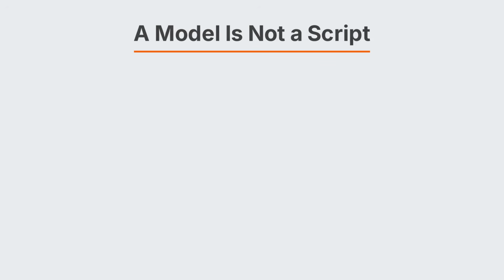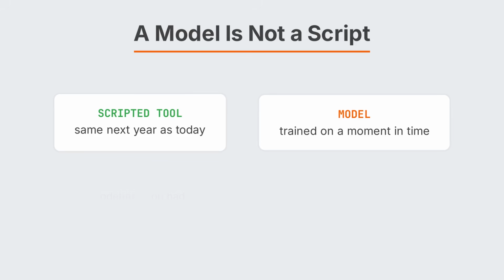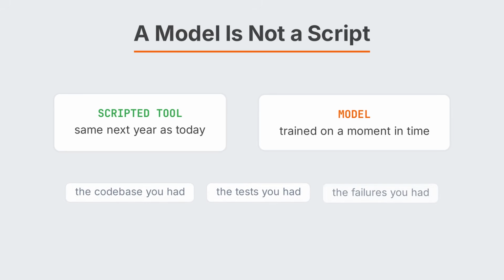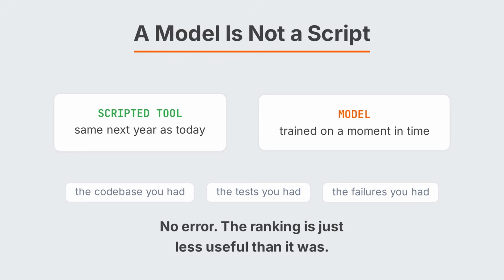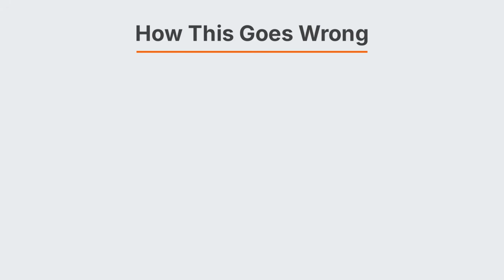This changes what you are responsible for. A scripted tool behaves the same next year as it does today. A model does not. It was trained on the codebase you had, the tests you had, the failures you had. Change any of those, and the predictions quietly get worse. Nobody gets an error. The ranking is just less useful than it was. Which brings us to how this goes wrong.